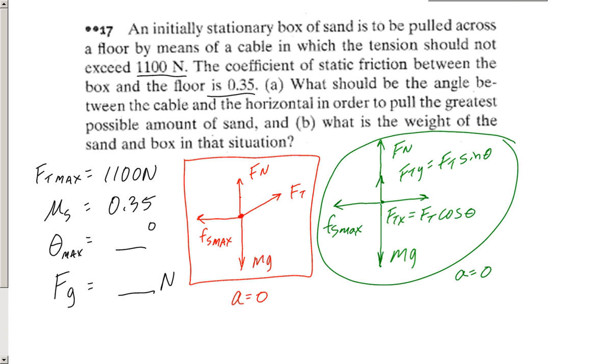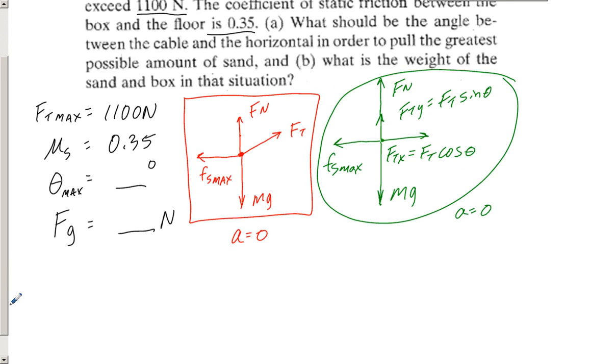Okay, so the next thing we need to do, of course, is to take our green diagram and apply Newton's second law to it. I'll put this over here. So the sum of the forces equals ma. And we have two directions to look at. So let's look at the y direction first.